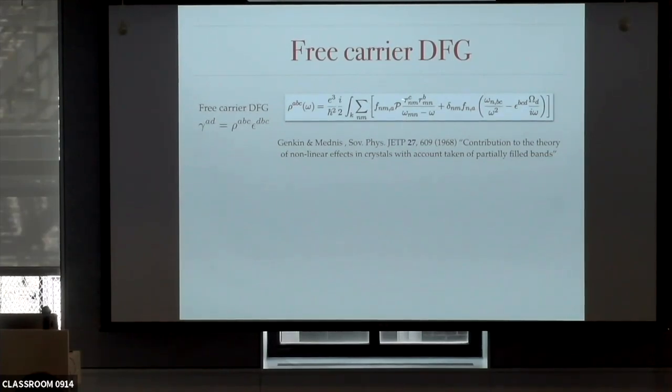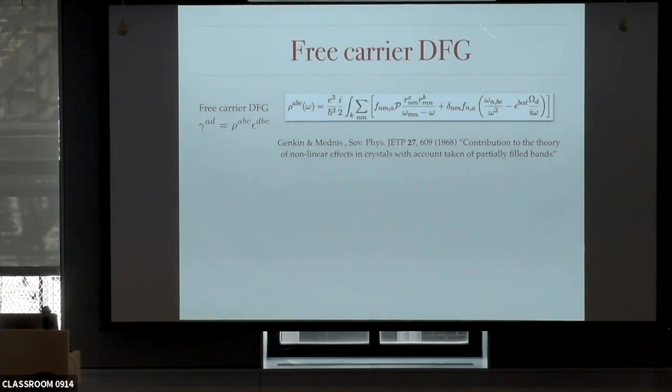And because it has this energy denominator, it's going to give spikes in the circular photogalvanic effect. And this had been missed before, or at least, I mean, we didn't know of it before. But this formula was actually derived by Genkin and Mednis in '68, in this paper with this very suggestive title, right? Nonlinear effects with partially filled bands. And I found this paper only after doing the derivation, but here it is. So buried dipole, if you want, was already anticipated in '68 in the field.